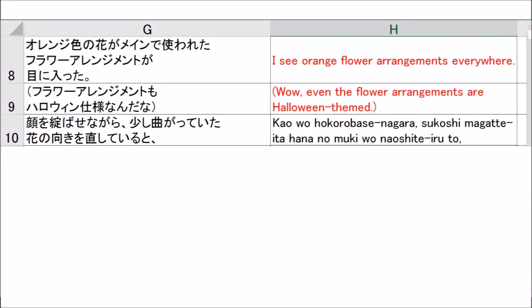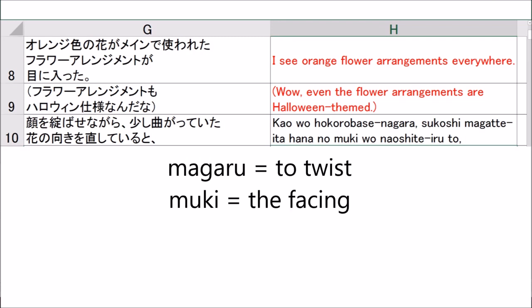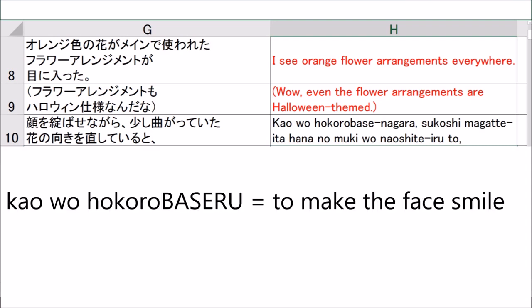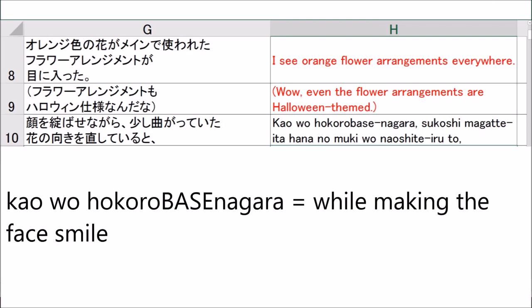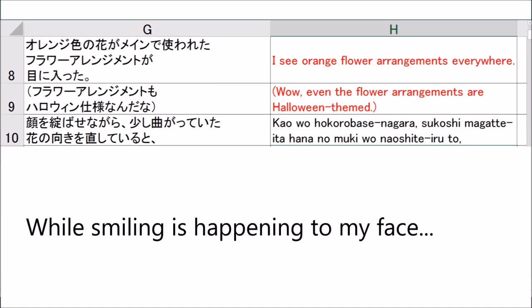Next cell. Kao o hokorobase nagara sukoshi magatte ita hana no muki o naoshite iru to. So for the new vocab, kao means face, hokorobu means to smile, sukoshi means a little bit, magaru means to twist, muki means the direction something is facing, and naosu means to fix. For the grammar, the baseru ending of hokorobu becomes causative tense. So when combined with kao, or face, o, it becomes "make my face smile." Nagara, when added to the end of a verb, means while this verb is happening. So the entire verb thought is, "while smiling is happening to my face."